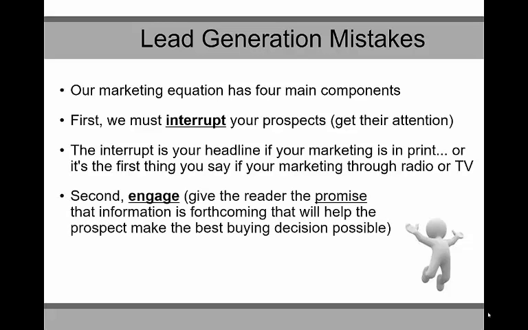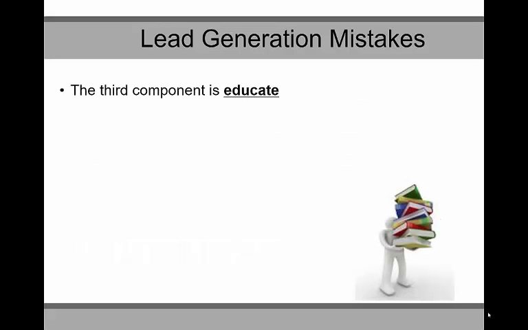The second component is engage. Once your prospect is interrupted, it's critical we give your reader the promise that information is forthcoming that will help the prospect make the best buying decision possible. This is the job of our subheadline. The interrupt is our headline that highlights a specific problem that your prospects are looking for a solution to, and the engage is our subheadline that promises them that you offer a solution to the problem we mentioned in our headline. The third component we need to include is educate.